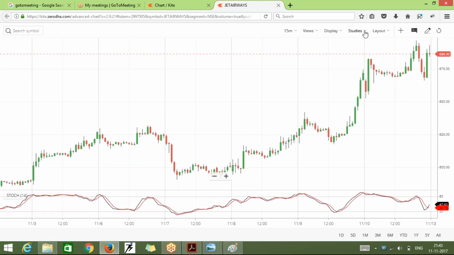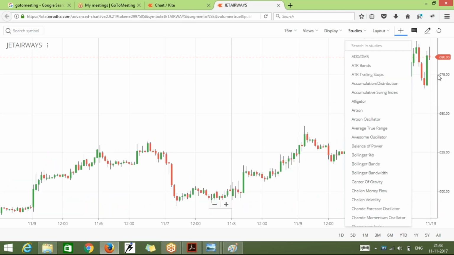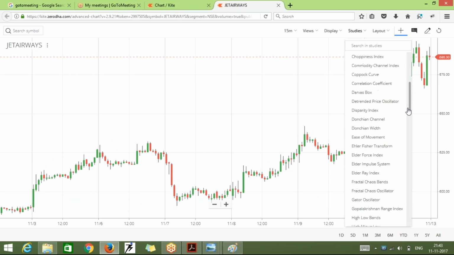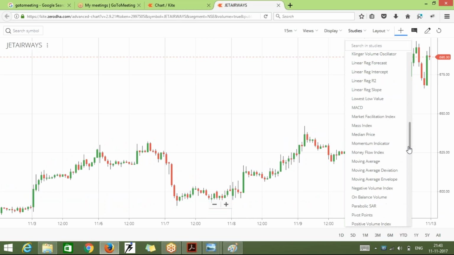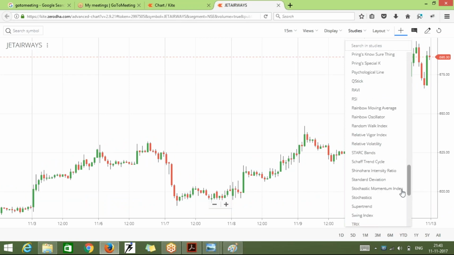See, again, it's already been plotted. Let me cancel this one and I'll come to the studies again. I'm telling you, in Zerodha and every charting software, every charting platform available in the market, all have these indicators. Now coming to stochastics.